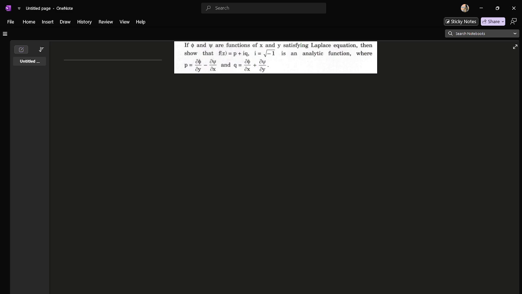We are now solving our mathematics optional paper from UPSC 2024. This question is of the Laplace equation and analytic function. So this question is from our complex analysis paper.